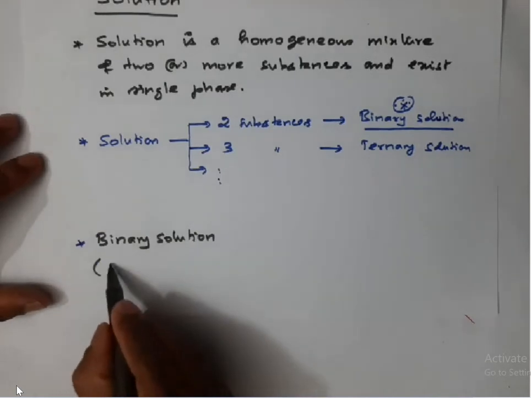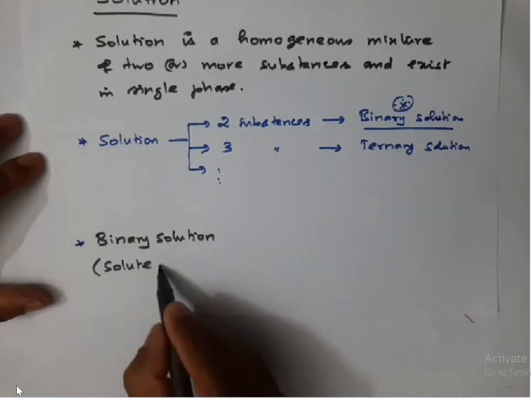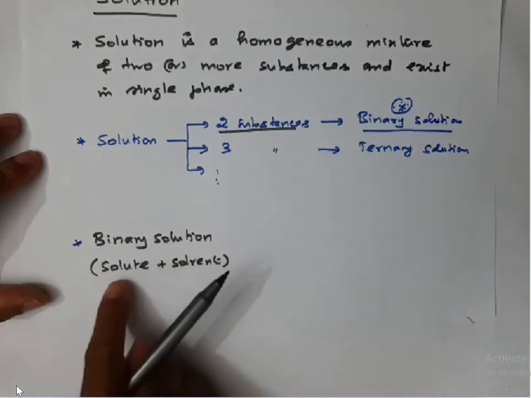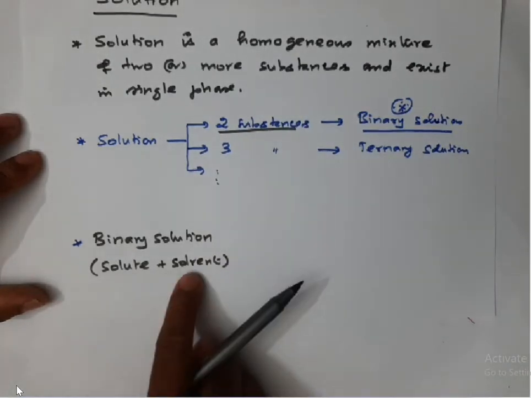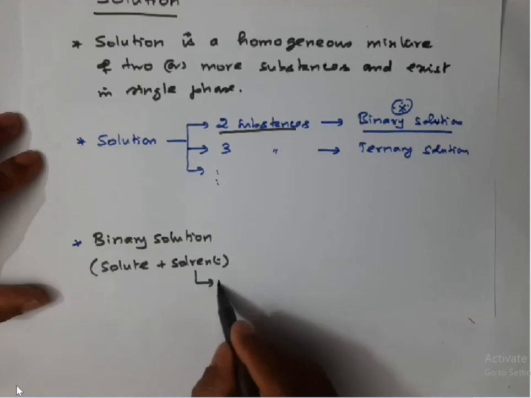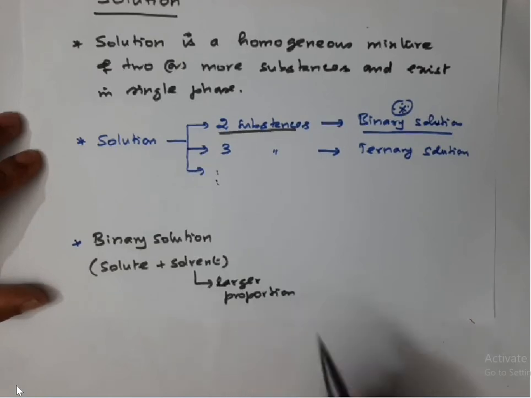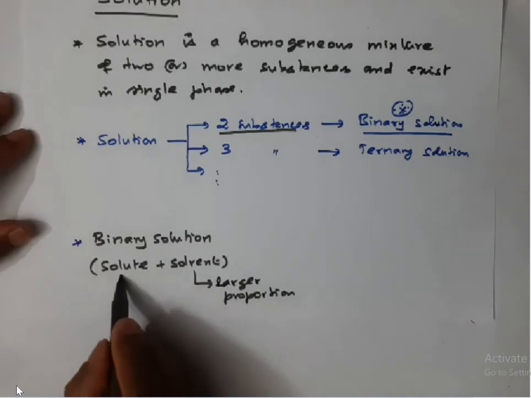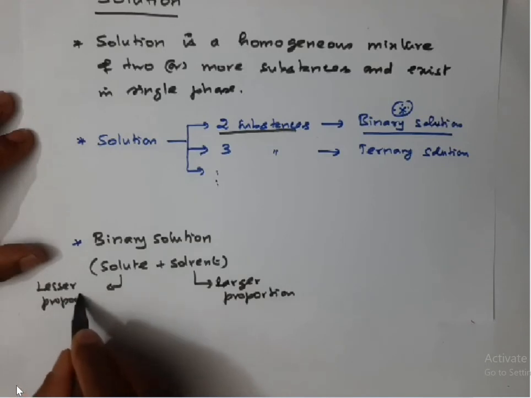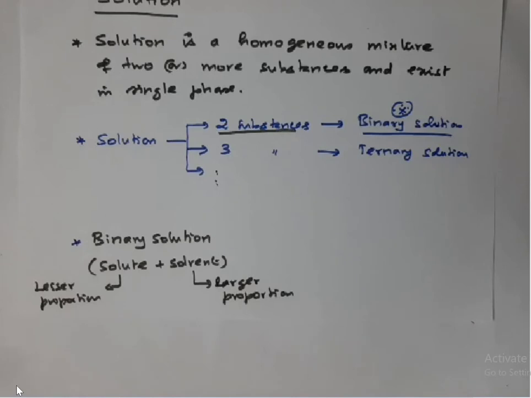Binary solution means it contains a solute and a solvent. I told you a binary solution contains two substances, in which one is a solute and the other is a solvent. What is a solute? What is a solvent? Solvent is the major or larger proportion present in a solution, whereas solute is the lesser or smaller proportion present in a solution. The one present in larger proportion is solvent, and the one present in smaller proportion is solute.